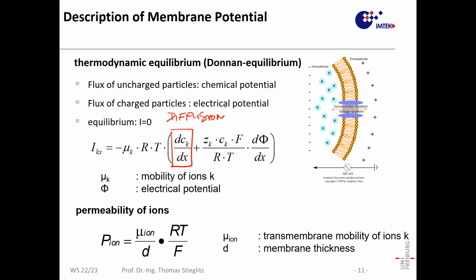And depending on how willing our ion channels are to let that happen, we have that mobility here, the mu, for that particular ion, and then we have, for thermodynamic reasons, the gas constant and the temperature. Since we stay at 37 degrees if we are not sick, we can say this is a constant term. And then we have the second part here.